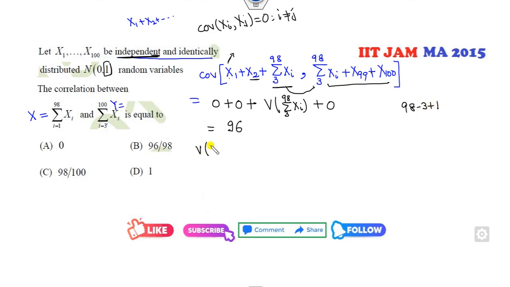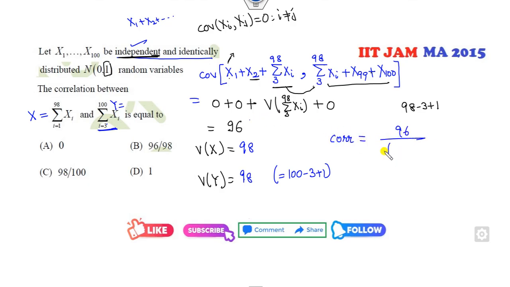Then find the variance of x, find the variance of y. What is the variance of this? Because again they are independent, you have to add them. It's 98. Again, how many pairs are there? 98. Again you can see this is 100 minus 3 plus 1 if it does not start from 1. So what is the correlation? It's the covariance divided by variance. It is 96 divided by 98, which is my right answer.